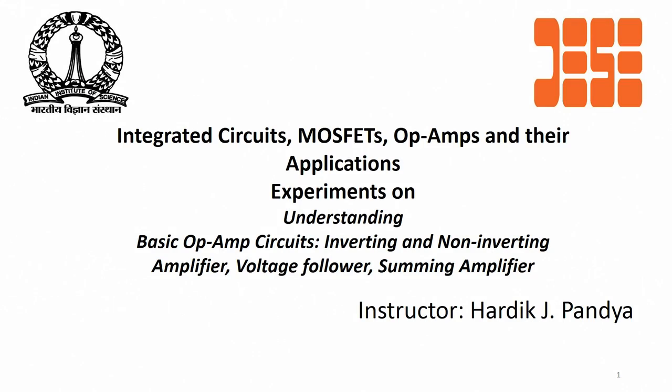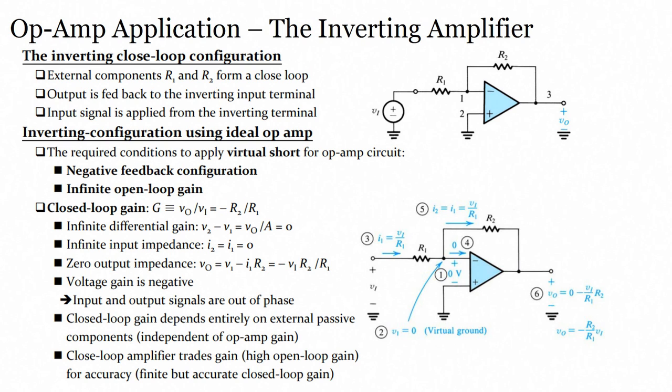If you look at the screen, today we are understanding the basic op amp circuits. These are all basic op amps. There are far more complex op amp circuits; we start with the basic things. So, first is the inverting amplifier, then the non-inverting amplifier, then we have the voltage follower and the summing amplifier. So, let us see the first one, which is the inverting amplifier.